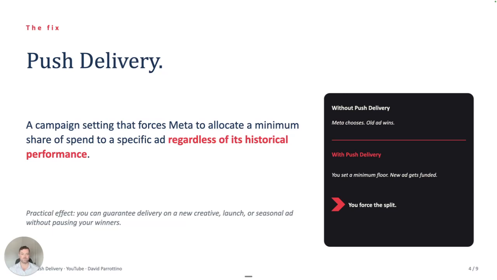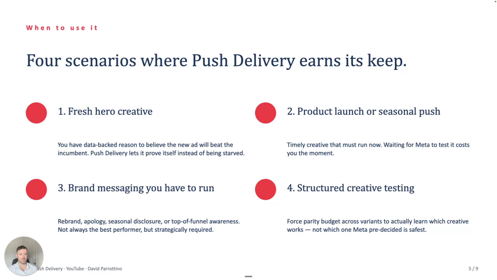All right, so here are 4 scenarios where the push delivery earns its keep. Number 1 is fresh hero creative. So you have a data-backed reason to believe the new ad will beat what you already have in there. A good example of this is if you have an ad account that's through the learning phase, you have an ad that's taking 80, 90% of the budget of a campaign, but you have an organic post that did really well and got 5 times the amount of organic views and 4 times the amount of shares and likes that you get on average. You put that in the campaign and say you want 20% of the budget going to that. That's a strong data-backed decision where you have some proof of performance and you want to test in the ad account and guarantee some spend there. So that's one way to use it.